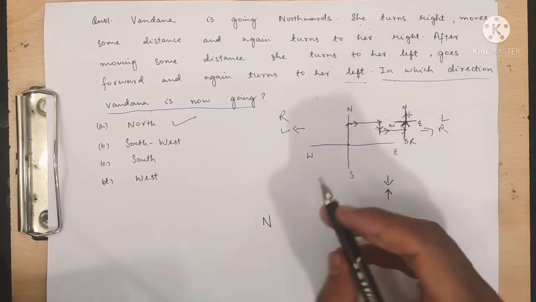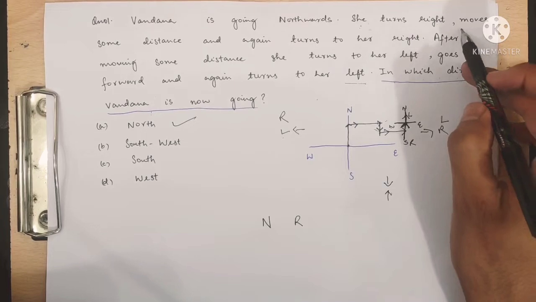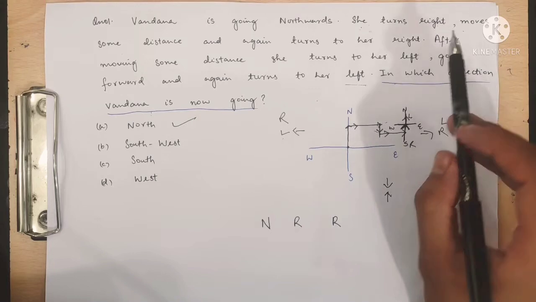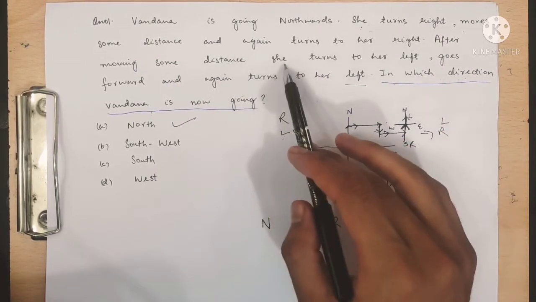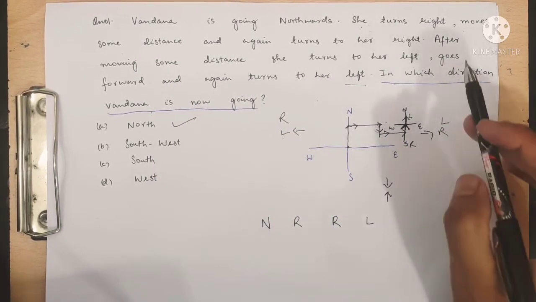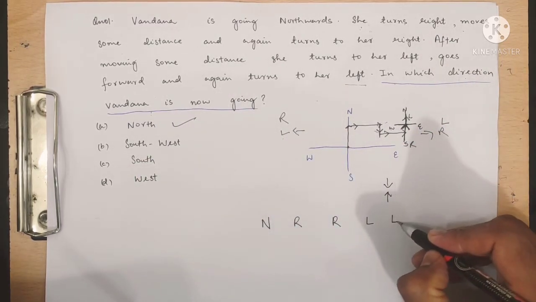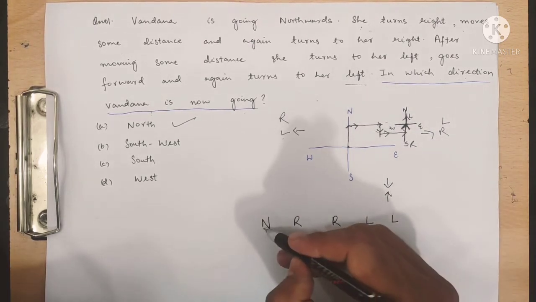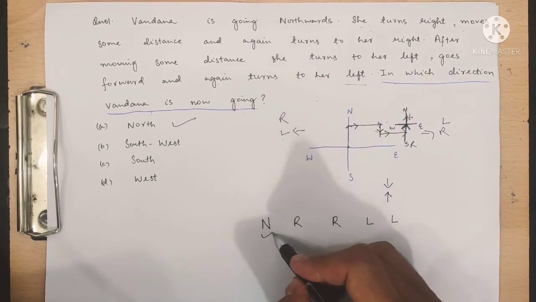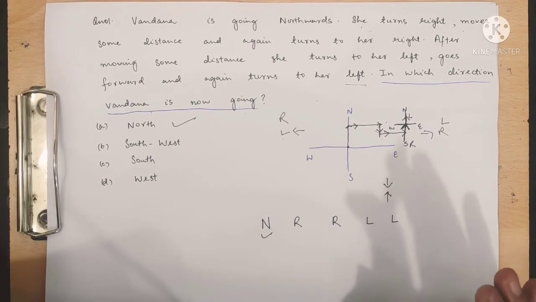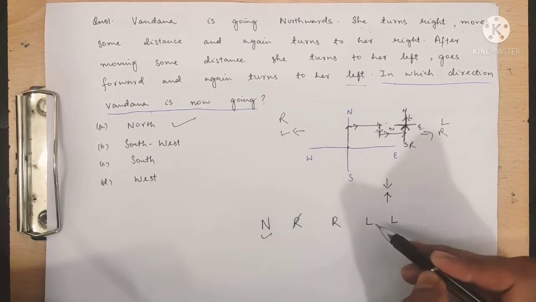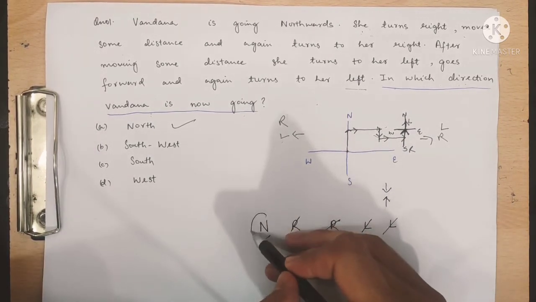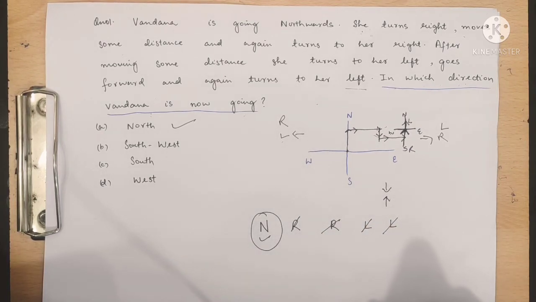Then she turns right, so I will write right. She moves some distance and again turns to her right. After that, she moves some distance, turns to her left, goes forward and again turns to her left. Now in which direction is Vandana going? She is basically moving towards north, so you keep it as such. Now left and right can cancel with each other. Right will get cancelled with left, right will get cancelled with left. So you are just left with northwards.